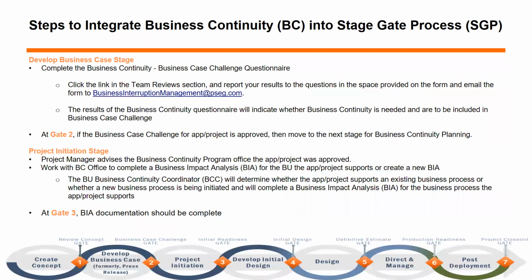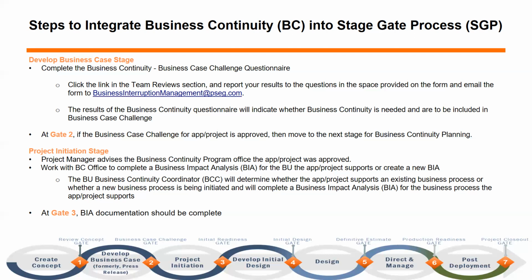Next slide, please. So what I'll do is I'll take you through our process, the business continuity process, to integrate into the EPMO process. The first is at gate 2, to develop a business case stage. Complete the business continuity business case challenge questionnaire. Click the link in the team review section of the questionnaire and report your results to the questions in the place provided on the form, and then email the form back to the business interruption management email box, which is monitored by myself and Jeanette Carlo.